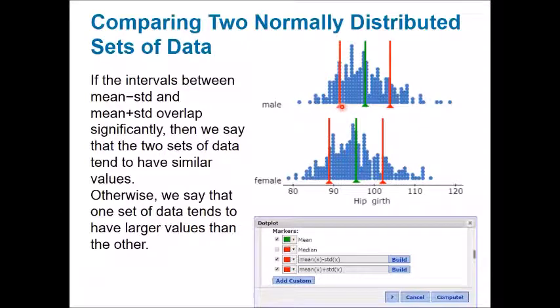We can see here that the typical interval between the mean minus a standard deviation and the mean plus a standard deviation for men overlaps with the typical interval for women. So we're going to say that the hip girth for men and the hip girth for women tend to be similar. If these intervals did not overlap, we would say that the hip girth for men and the hip girth for women tended to be different.